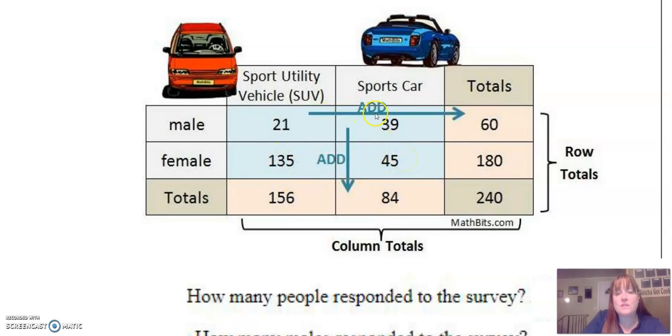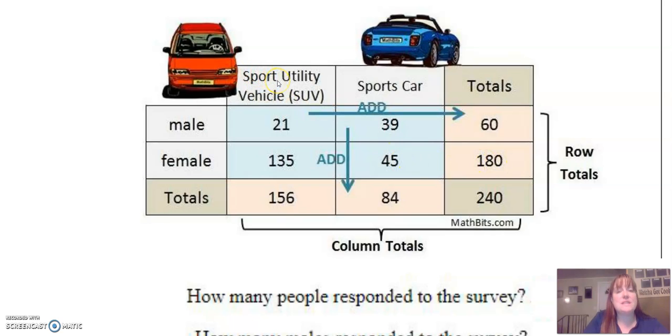And then you'll notice all these arrows that say add. So if I wanted to find out how many males were in my survey altogether, I could say, well, there were 21 who said this and 39 who said that. Therefore, there must be 60 total men in this survey. And how many females were in my survey, I could just add them across.